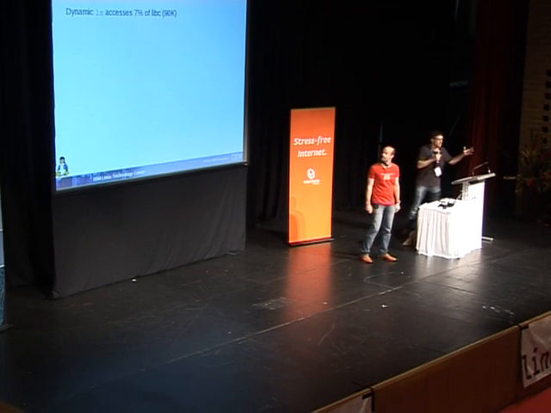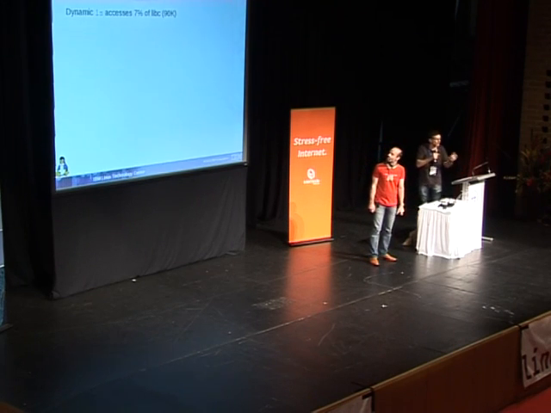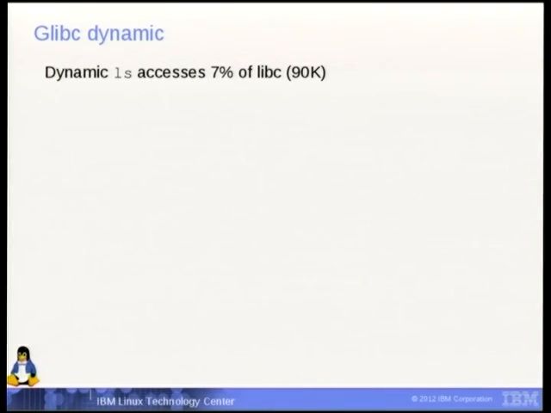So you're trawling through symbol tables and you're actually bothering to do the symbol lookup at runtime and link all that stuff up. Another thing that was interesting, so we had 7% of libc being accessed by dynamic LS. So it pulls in 90K. I mean, that's not too bad. Okay, so maybe other things will use the rest of it, we hope. But 90K, that's not too bad.